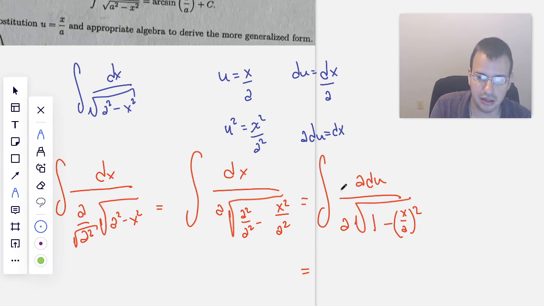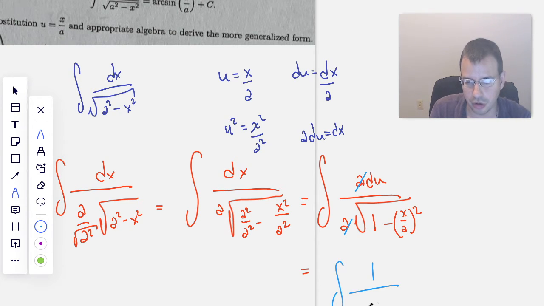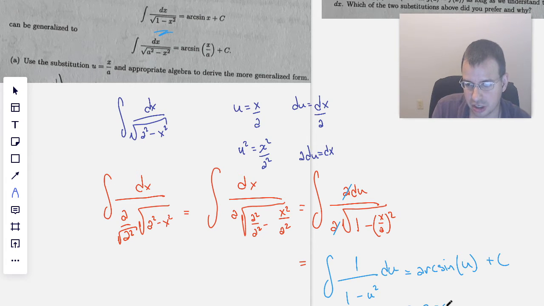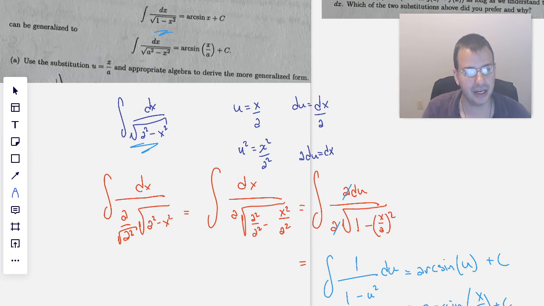We then get a good canceling. The a's cancel. We have the integral of 1 over the square root of 1 minus, and we know that x over a is u, squared du. And so this is of this form up here. So we can then write this equals arcsine of u plus c. And we know that u is x over a, so arcsine of x over a plus c. So we started with this, and we showed it equals that, which was our whole goal from the beginning. So we used the substitution u equals x over a to prove the generalized form. So this is how we did it using this substitution.